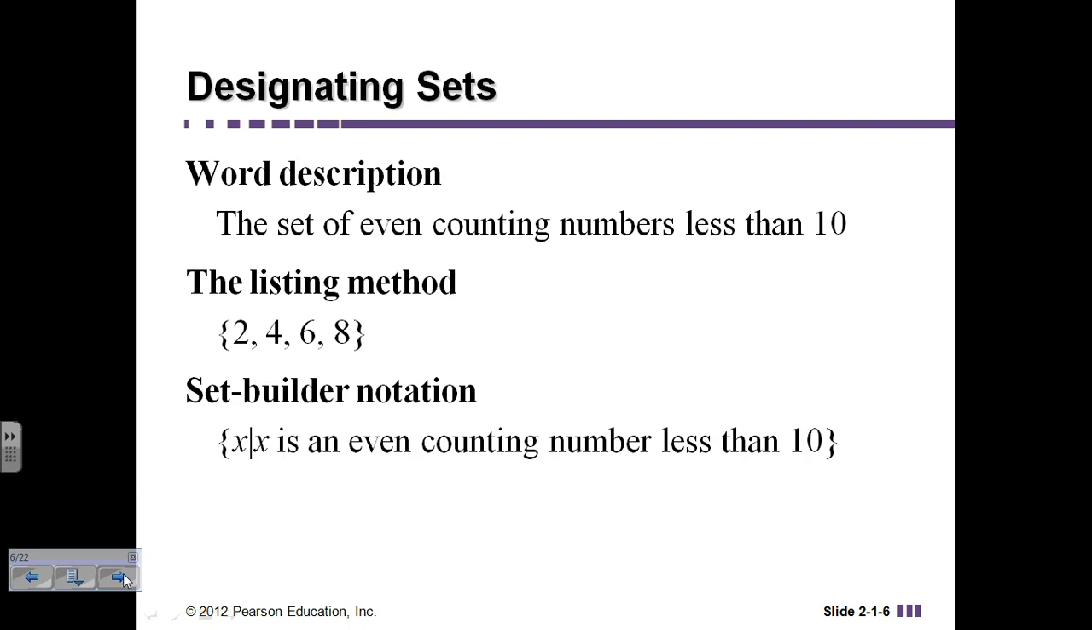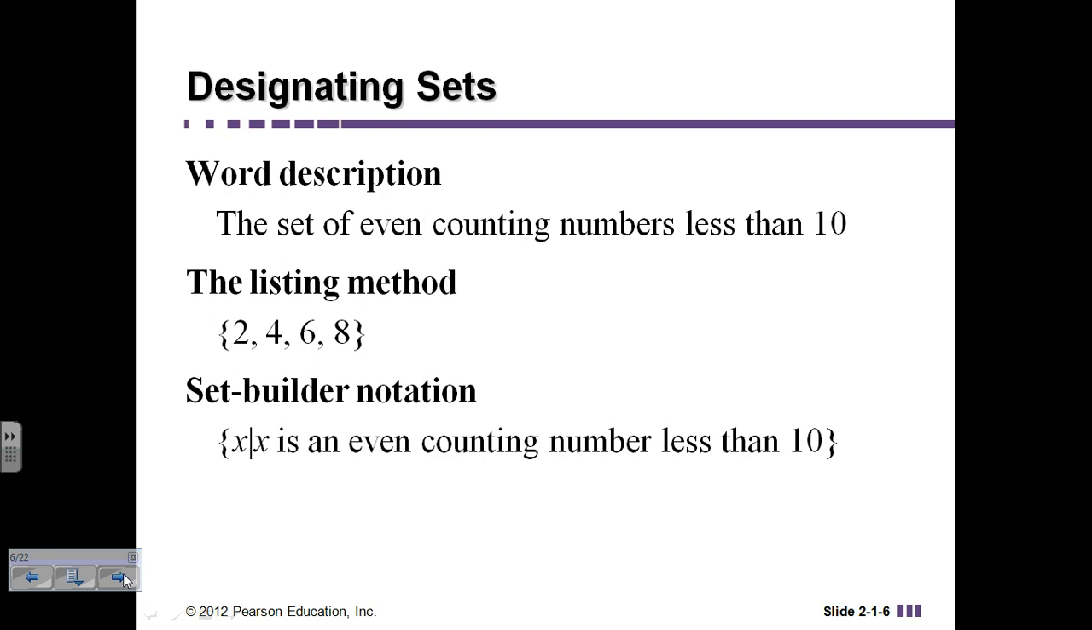For example, for word descriptions, I could say the set of even counting numbers less than 10, and I'm describing that set with words. Or I can list out the numbers that are in that set: 2, 4, 6, 8. Those are all even numbers, they are counting numbers, and they are all less than 10.